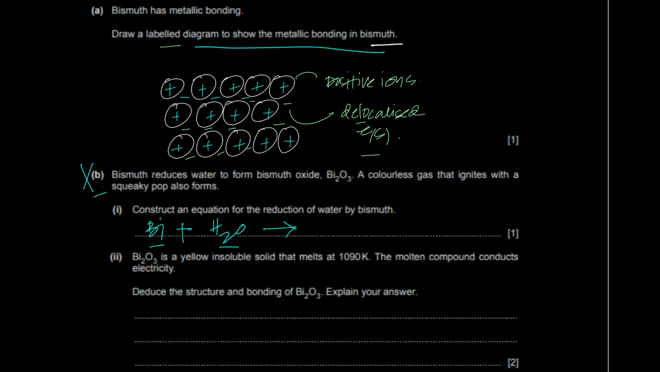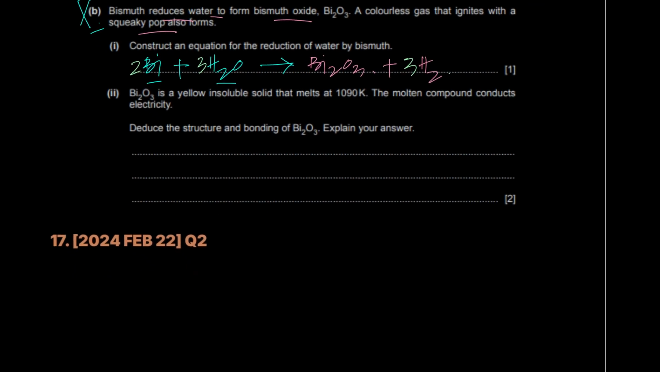So bismuth reacted with H2O, and it gives me Bi2O3. This is what it says: bismuth reduces water to form bismuth oxide. So bismuth reacts with water. What would it give you? The squeaky pop sound is because of hydrogen. So this is what's going to form, right? But this is just crazy. For now, just let this be. This is the balanced equation for it.